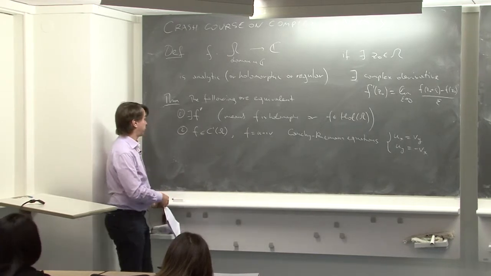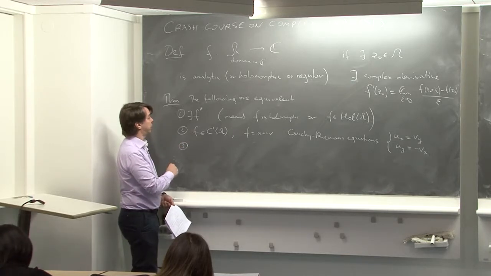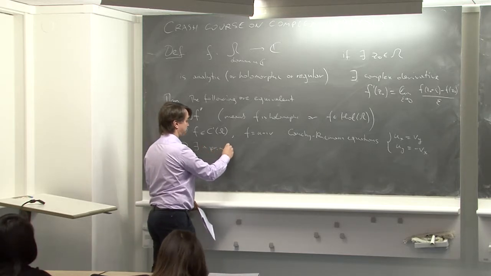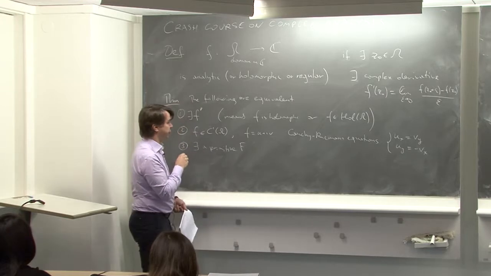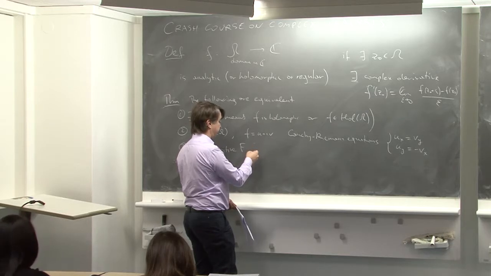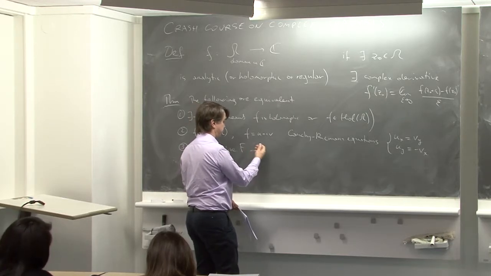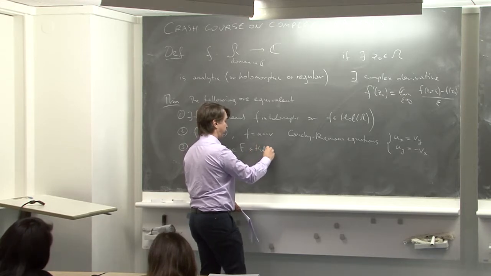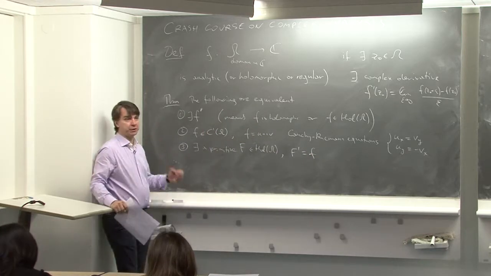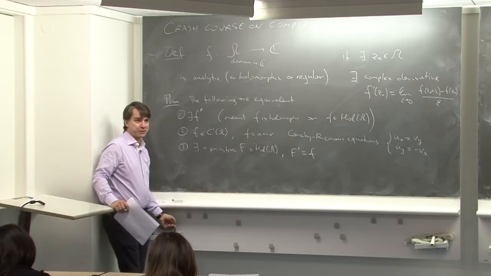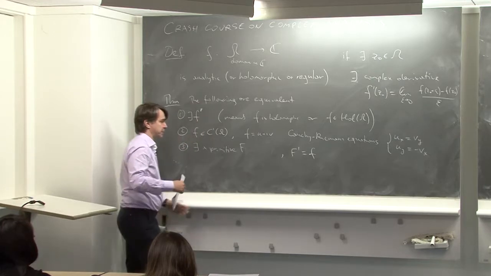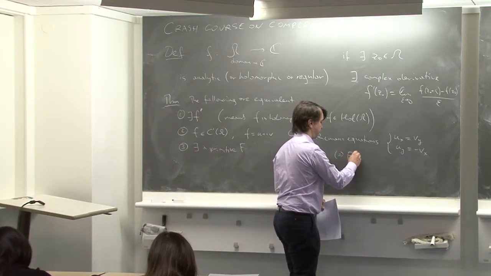Okay. Now there is an equivalent definition: that there is a primitive F on omega, which is holomorphic, and F prime is equal to f. So there exists a function whose derivative is f. Well, then automatically it's holomorphic because it has a derivative. There is a primitive F. So by F prime I mean the complex derivative. So it means automatically that f is holomorphic.